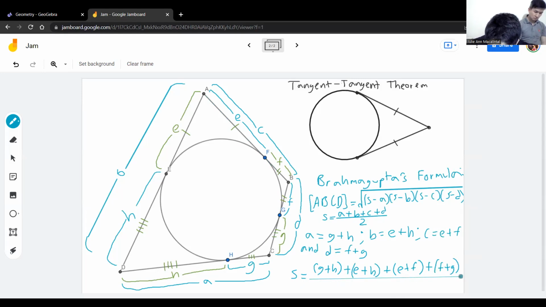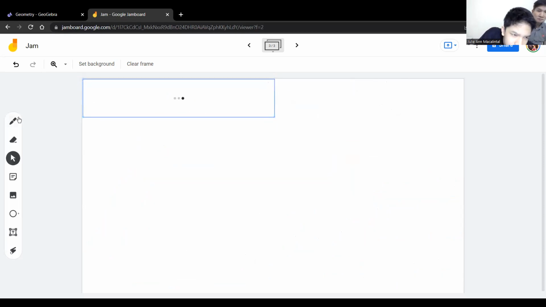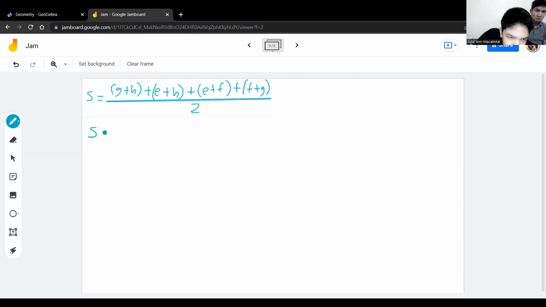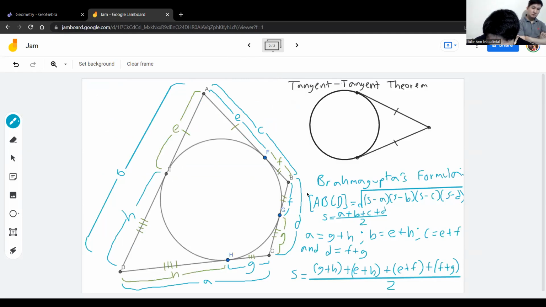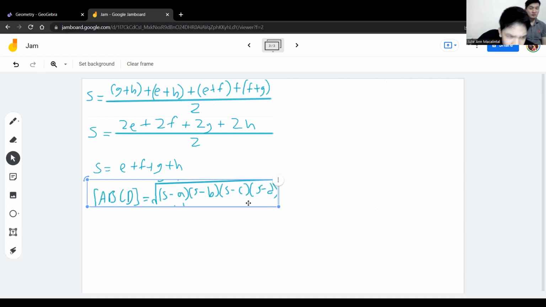I will just transport this to the next page. Combining like terms, of course, is 2e plus 2f plus 2g plus 2h over 2. So this is equal to e plus f plus g plus h. Oh yeah, that's the semi-perimeter. Here, we'll go back here. The area of A, B, C, D is equal to this formula, Brahmagupta's formula. Brahmagupta's formula provides us a formula which we can use to find the area of a cyclic quadrilateral.